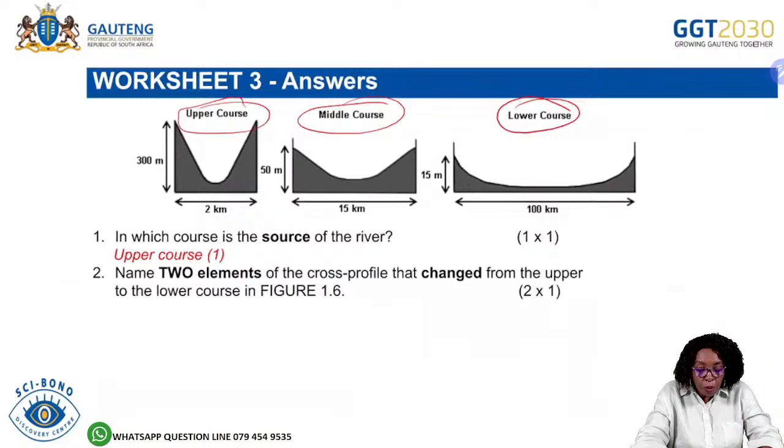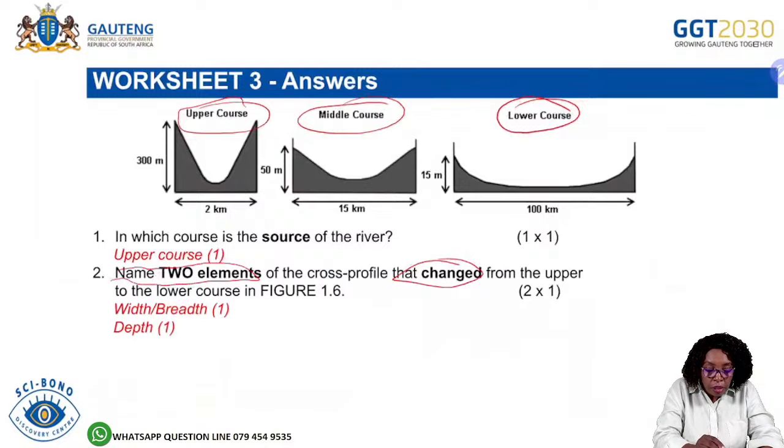Name 2 elements of the cross profile that changed from the upper course to the lower course. So you have to name 2 things that have changed from the upper course to the lower course. Right. Your expected answer is the width or the breadth and also the depth of the river. Okay. So when you look at this, initially the river was at 300 meters high, and then the dimension was 2 kilometers. So the height, you can see that the depth of the river has changed from this, and then we can also see how wide the river was, it has changed, and how deep it was, it has also changed.